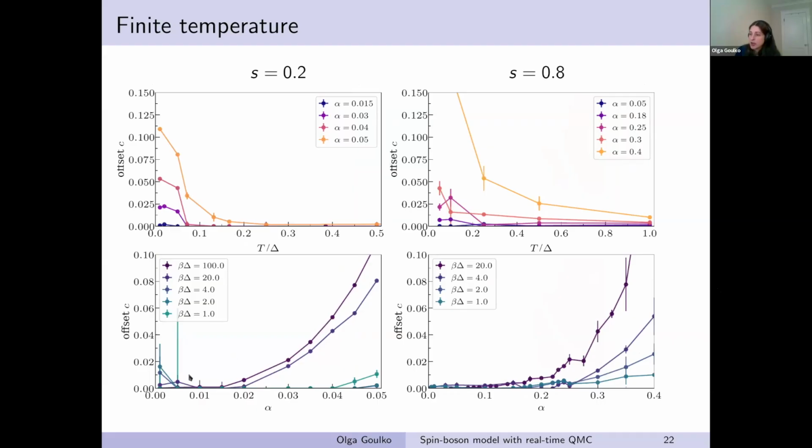So if we look in the bottom panel, we have the offset versus coupling lines at different temperatures. And so the lower the temperature, the flatter these lines become. They still maybe have these kinks at the transition, but the kinks become less resolved. So it becomes actually a lot harder to pinpoint the location of this transition as we increase the temperature.